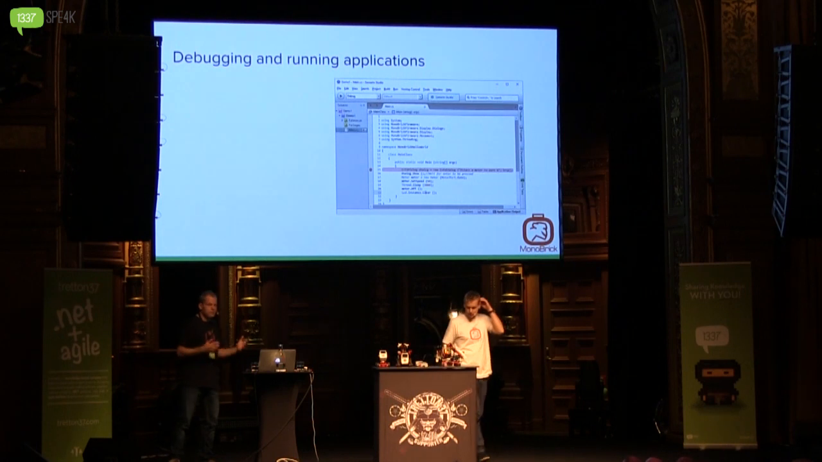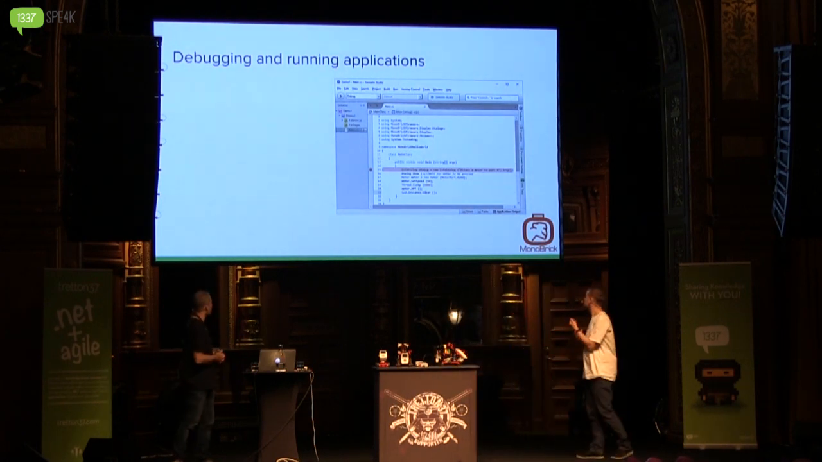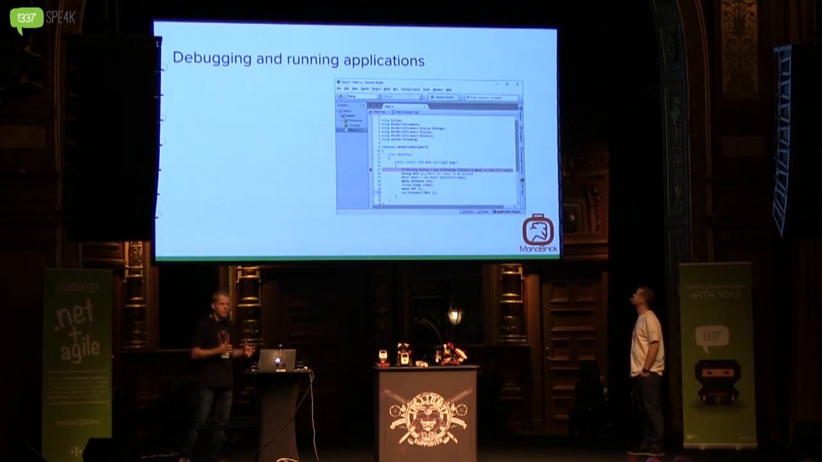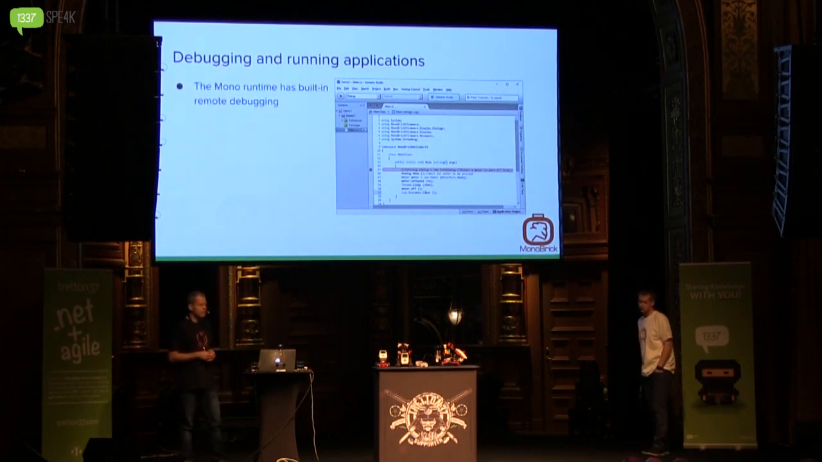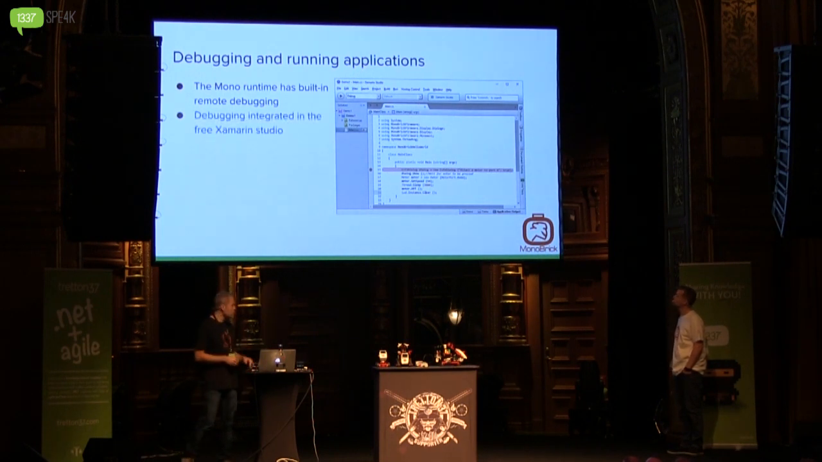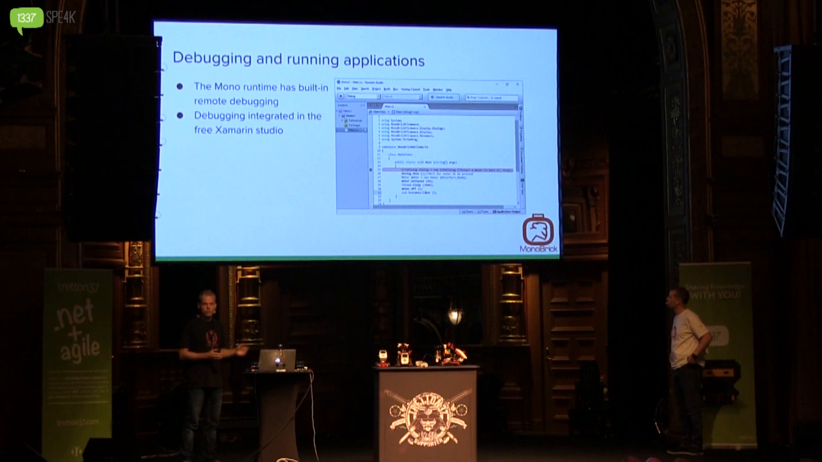Okay, so how do you actually make a program and debug it on the EV3? The Mono framework actually has built-in support for remote debugging, and this is very useful when you have an embedded system. And this debugging is integrated in Xamarin Studio, which is free to use for this kind of product.